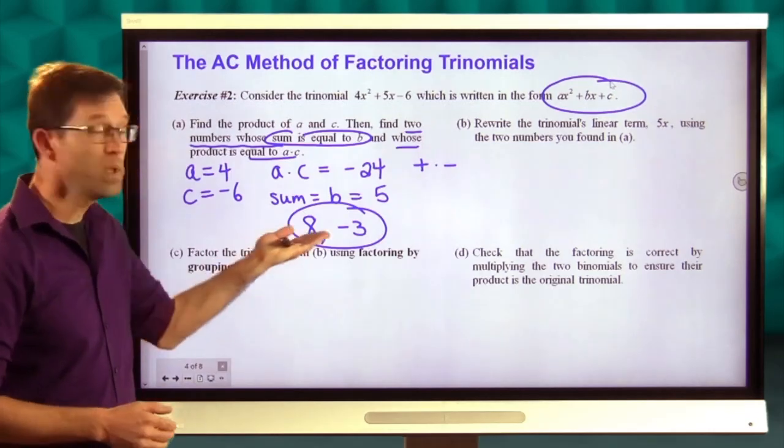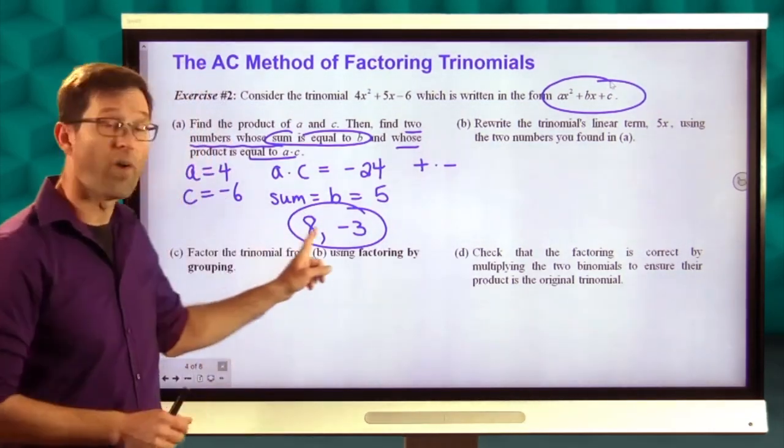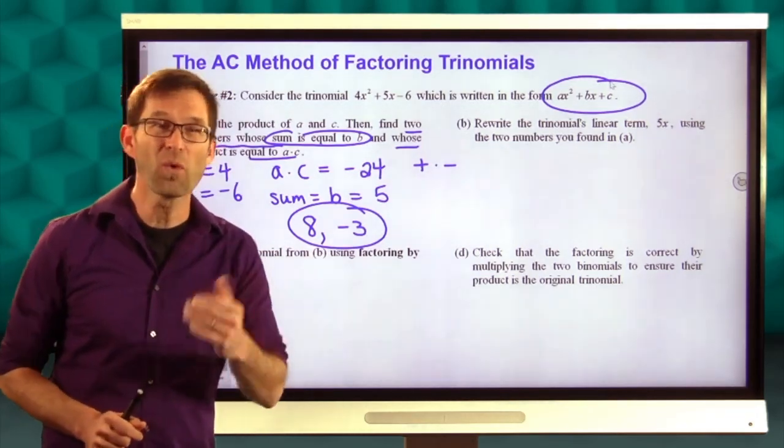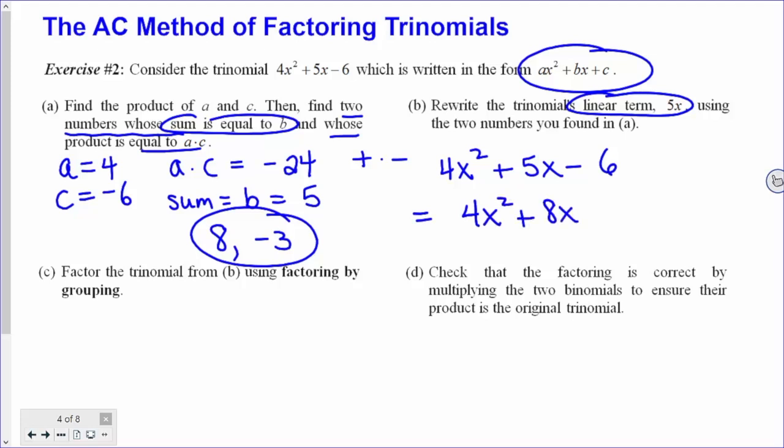All right, but what do we do with those two numbers? And again, that's the hardest part of this method, is just finding these two. So now, what do we do? Well, letter B says, rewrite the trinomial's linear term, that's the 5x, using the two numbers you found in A. In other words, we can rewrite this 4x squared plus 5x minus 6 equivalently as 4x squared plus 8x minus 3x minus 6.